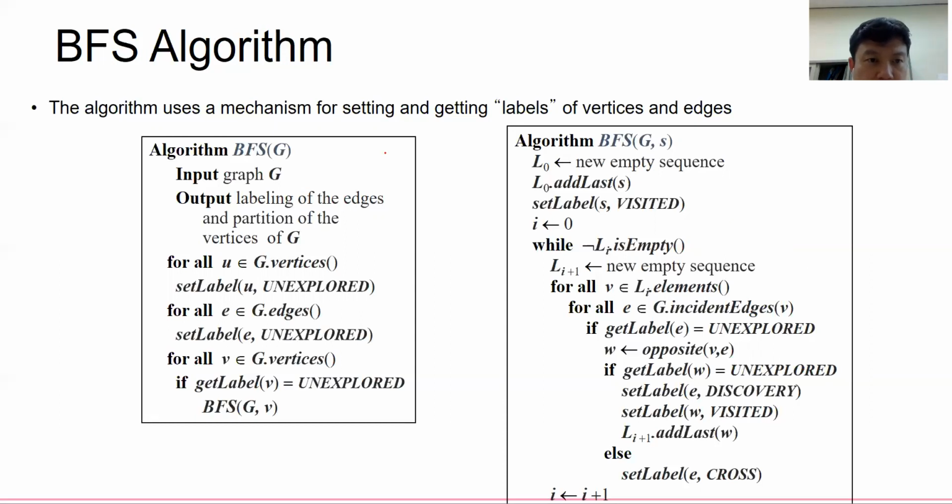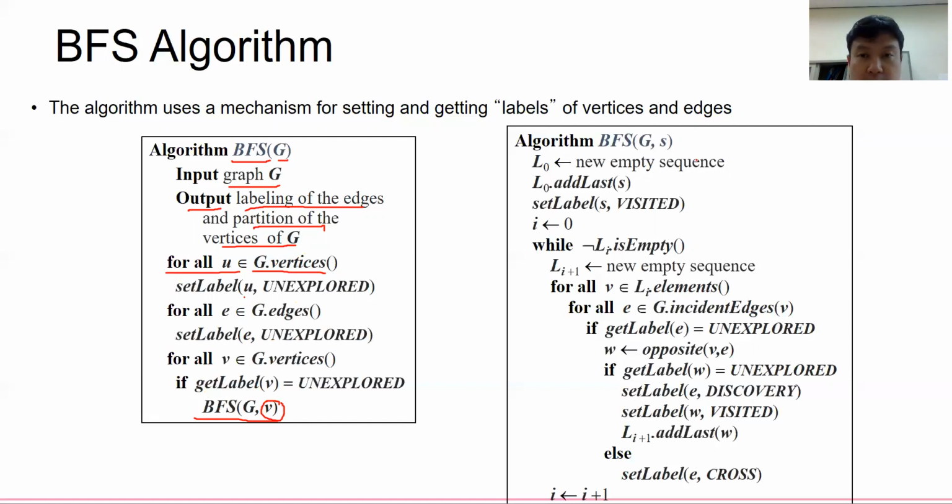The same as with the DFS, the BFS algorithm starts with G as the graph. The input is the graph and the output is the labeling of the edges and the partition of the vertices of G. For all u in G.vertices, which is the collection of the vertices, set the label of u to unexplored. And then for all edges e, set e to unexplored. After that, for each vertex v, if the label is unexplored, then call BFS(G, v).